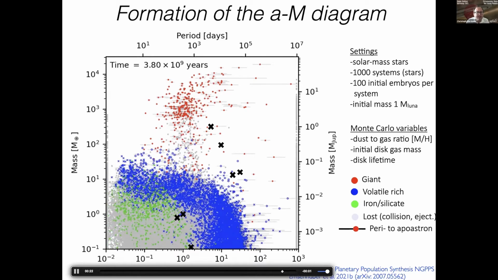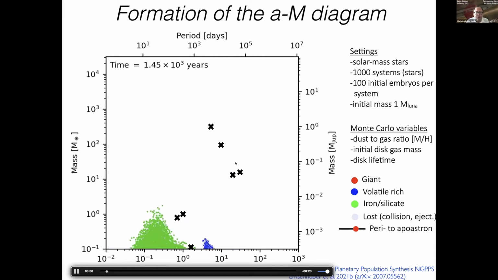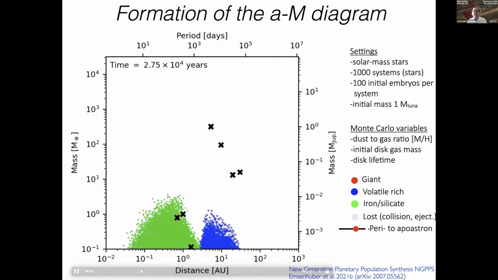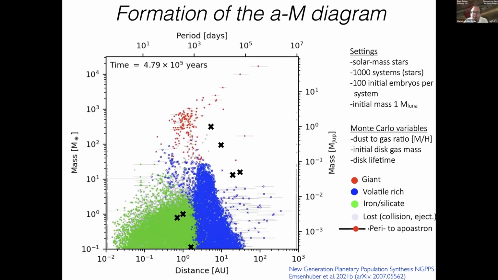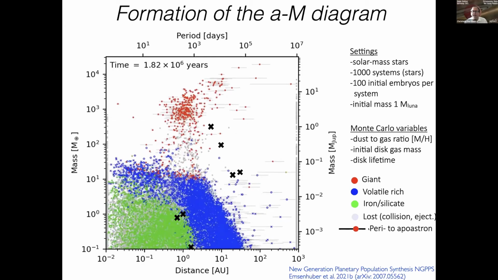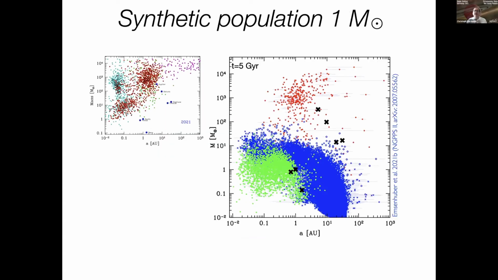This is tidal removal of planets. And you saw these horizontal bars, and they show you the eccentricities of these planets. So this is the peri- to apoastron distance. And then we can analyze such a population in many, many different ways.